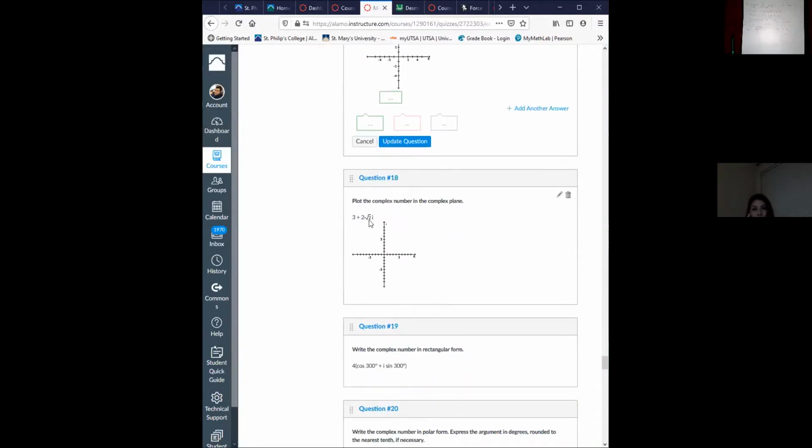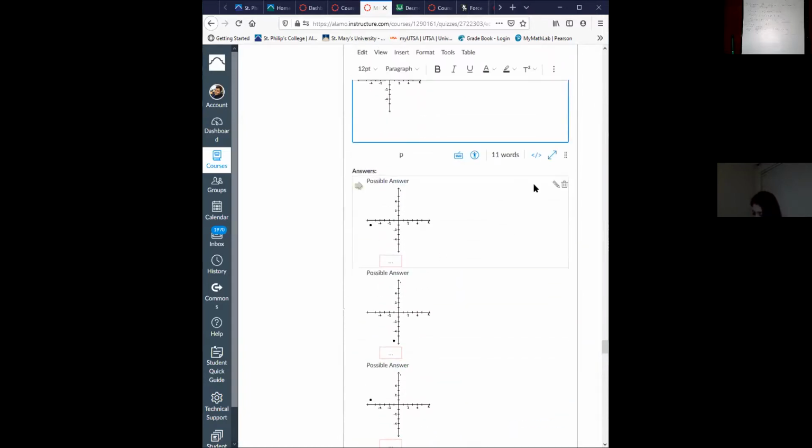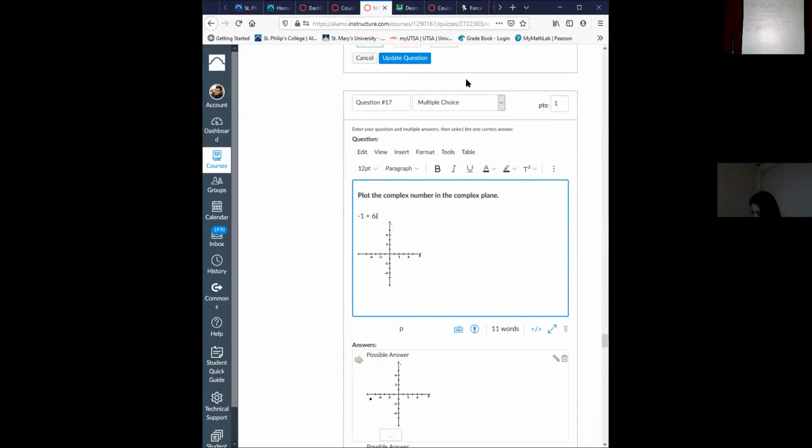This one here, you'd have to use your calculator because 2 square root 2 will be a decimal. So you would find that first as a decimal and then plot it the same way. There's nothing really to that one. Do you have any questions on 17 or 18? No, sir.